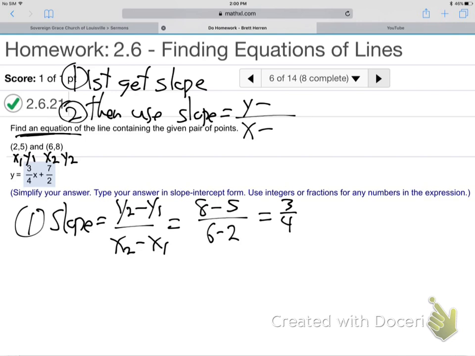Now it's the same. Once you've got your slope, part 2 is the same. I'm running out of room, so I'll come up here to do it. Part 2, you just go slope. Oops, that says slope. Slope equals y minus blank over x minus blank. So you take that slope, put it in.